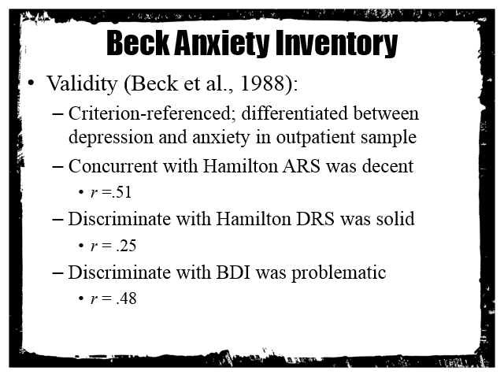It has concurrent validity with the Hamilton Anxiety Rating Scale of 0.51, that's decent, and discriminant validity with the Hamilton Depression Rating Scale, which was also solid. We want this to be lower, and it was 0.25. Remember, we want anxiety and depression to be somewhat differentiated. Interestingly, though, it actually had shaky discriminant validity with the Beck Depression Inventory, a 0.48. That's higher than we would want.